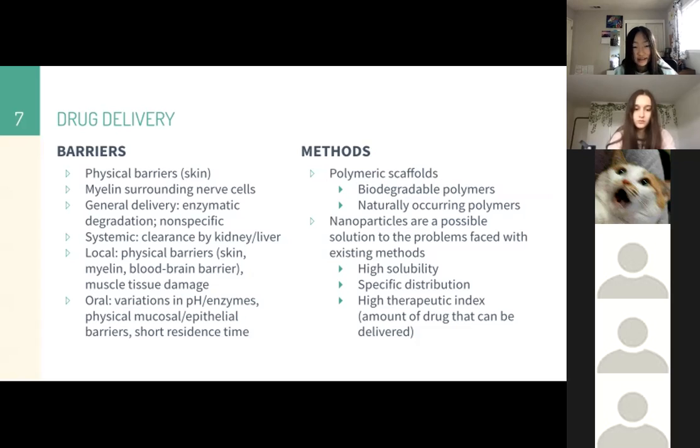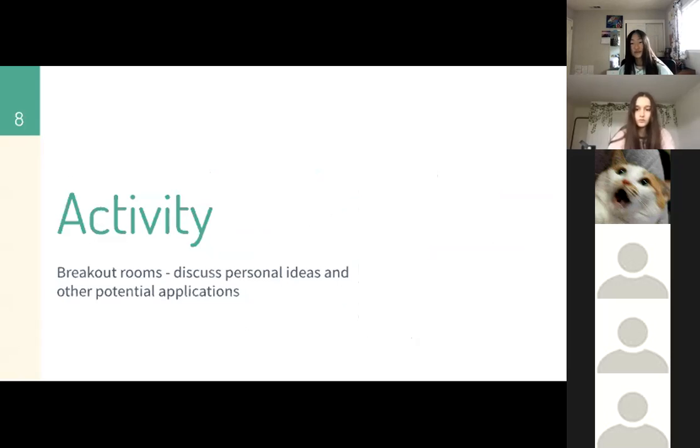So some methods are polymeric scaffolds, which are degradable, naturally occurring polymers that will aid your drug during delivery, and nanoparticles, which have high solubility, specific distribution, and a high therapeutic index. So the amount of drug that can be delivered is pretty high. And yeah, that's it for the recap.